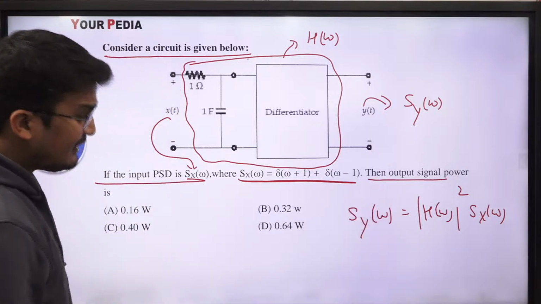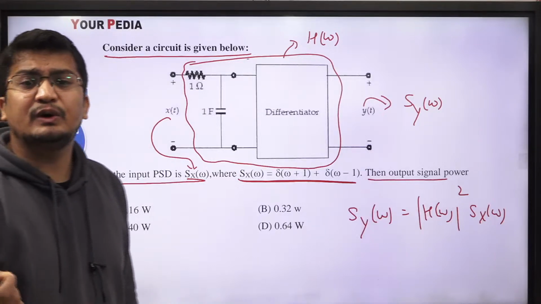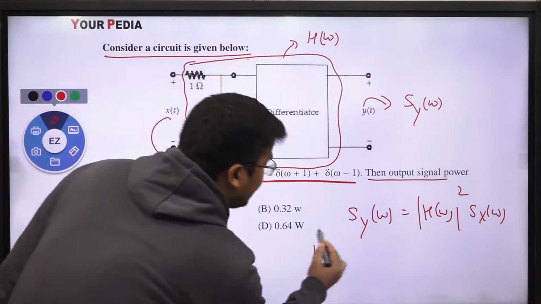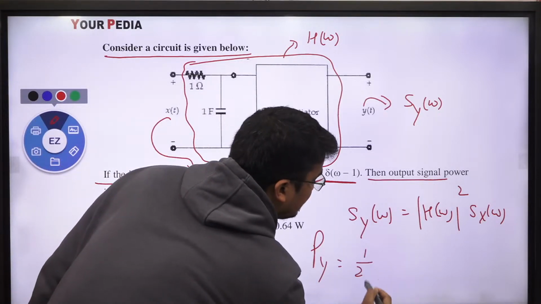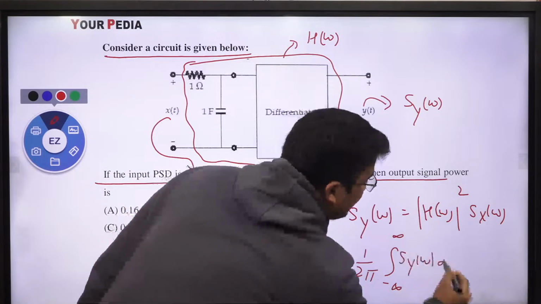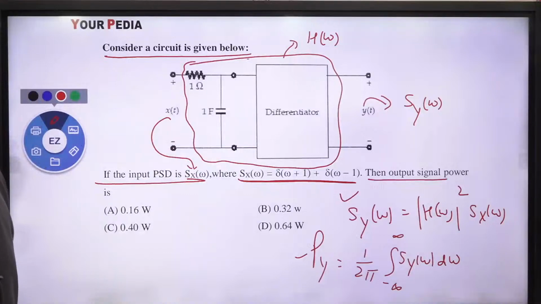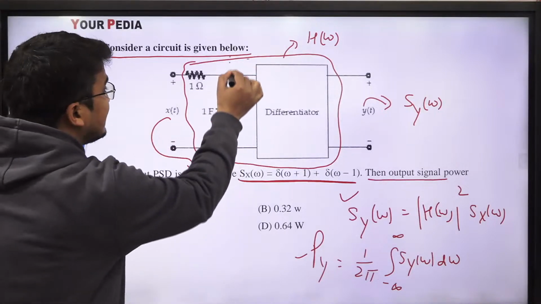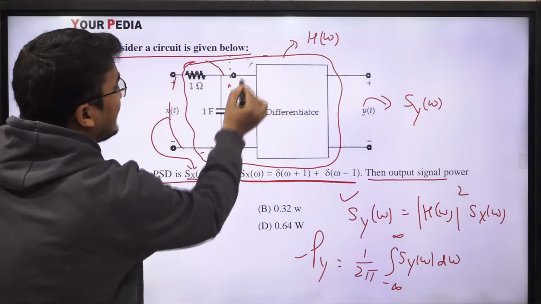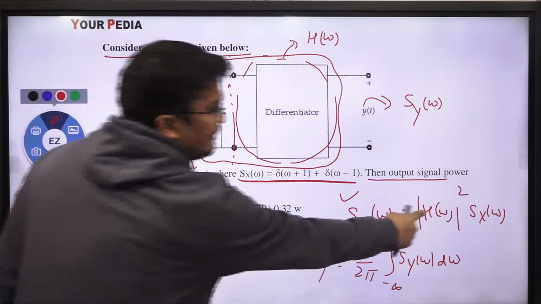And you know, this is a power spectral density. He is asking for the output power, and output power, you know, is the area under the curve of the power spectral density. I might have given the relation many times: output power will be 1 upon 2 pi integration from minus infinity to infinity of Sy omega d omega. If you know this, you can solve the entire question. So what you need to do is cascade this. First calculate the h of omega for this section, then calculate the h of omega for the differentiation section, and then cascade them together. That will give you h of omega overall, right?